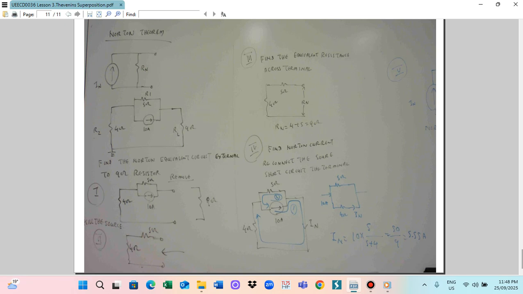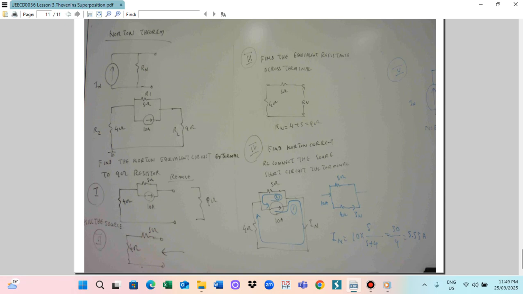So we have to find. So how to find? Firstly, we have to follow the similar steps. Firstly, you have to remove the 9 ohm resistor. So this is step 1. The similar procedure we will utilize. Remove the 9 ohm resistor, which means only the 4 ohm here, then the 5 ohm, 10 ampere. So the 9 ohm will be removed. Okay, so this is the first step.